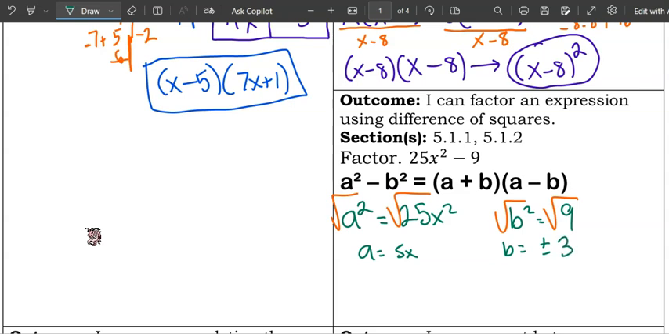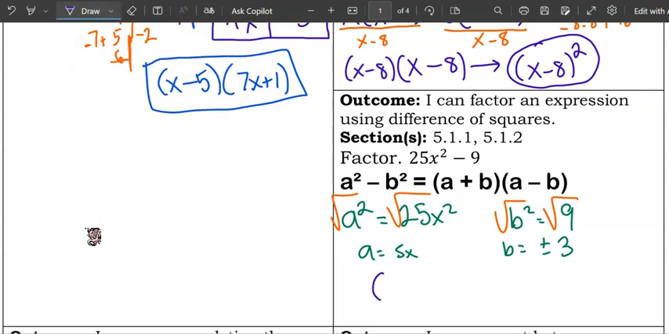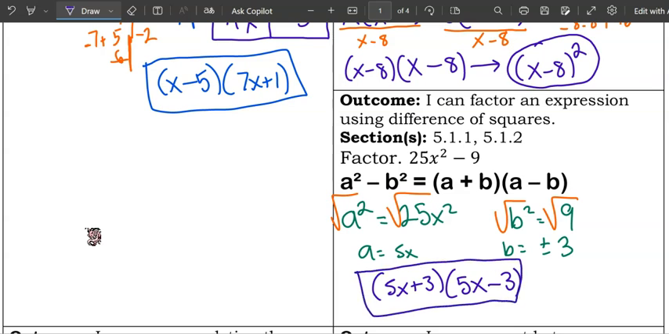We'll plug those into the difference of squares formula to get our factors. 5x plus 3 times 5x minus 3. That's our factored form. You could also factor this using the other two methods from the previous examples. We'll just say that for ax squared plus bx plus c, in this case, this b would equal 0. We are doing that process.